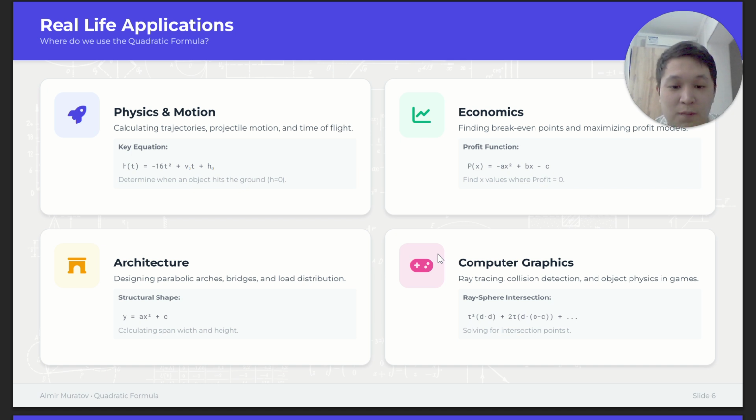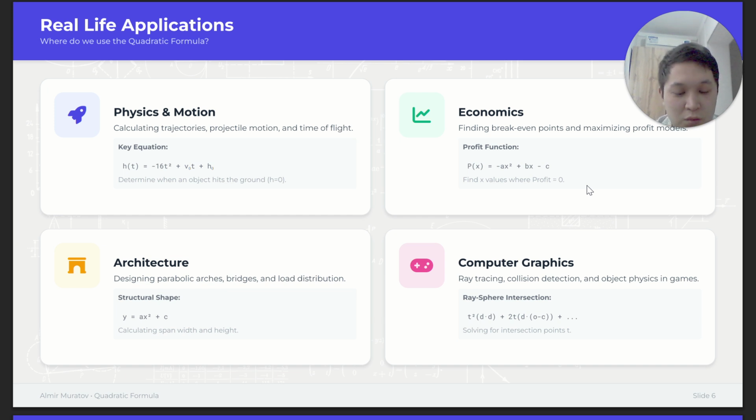It's also helpful in economics, where it helps in finding break-even points and maximizing profit models. You can find the x values where the profit function P(x) = -ax² + bx - c is equal to 0.